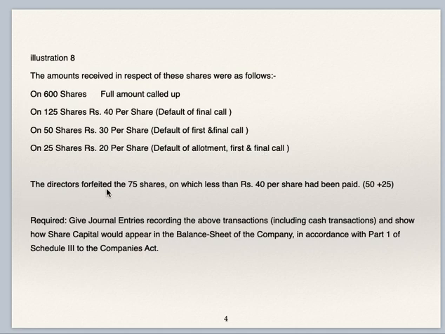The directors forfeited the 75 shares on which less than 40 per share had been paid. See, on 50 shares, 30 is received. On 25 shares, 20 is received. So on this 50 plus 25, 75 shares, less than 40 rupees has been paid. So less than 40 rupees is received by the company. So these 75 shares the directors have forfeited. You are required to give journal entries recording the above transactions, including cash transactions, and show how the share capital would appear in the balance sheet of the company, in accordance with Part 1 of Schedule 3 of the Companies Act.